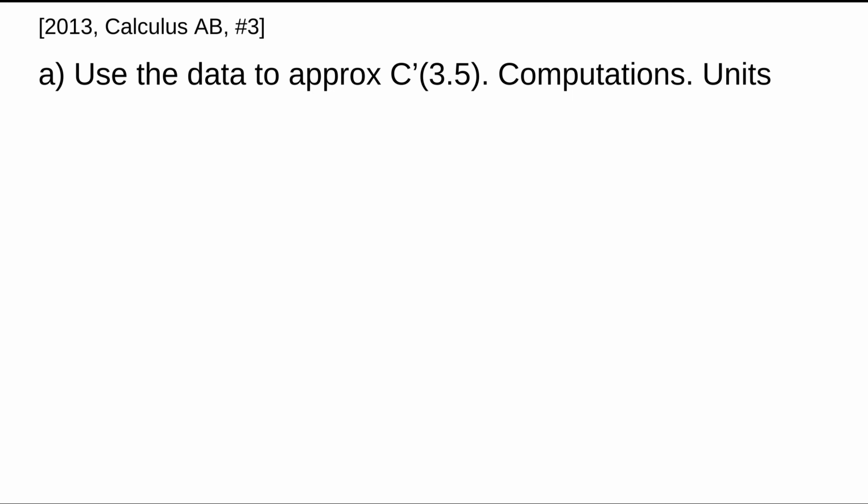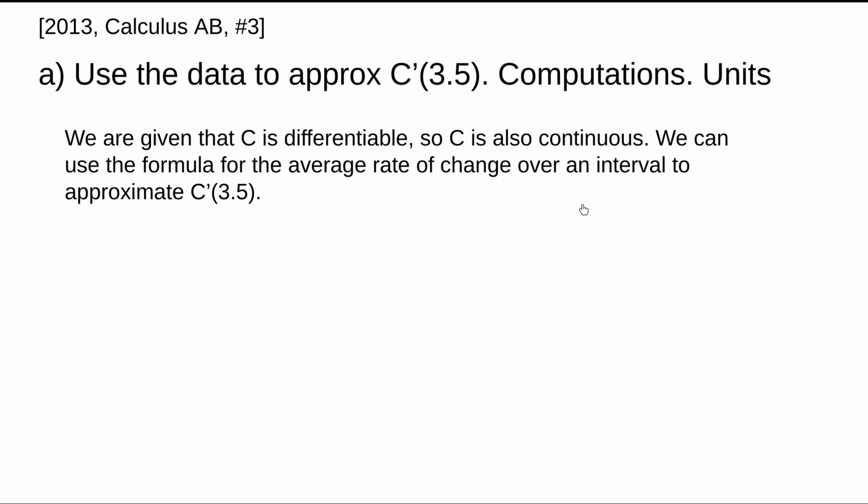In part A of the question, we are asked to find an approximate value for c prime of 3.5 using the data in the table, show our computation that leads to our answer, and provide the units. So in the table, we are given values for c of 3 and c of 4. We also know that c is differentiable, so the work that we're going to do here is like a mean value problem or an average rate of change problem.